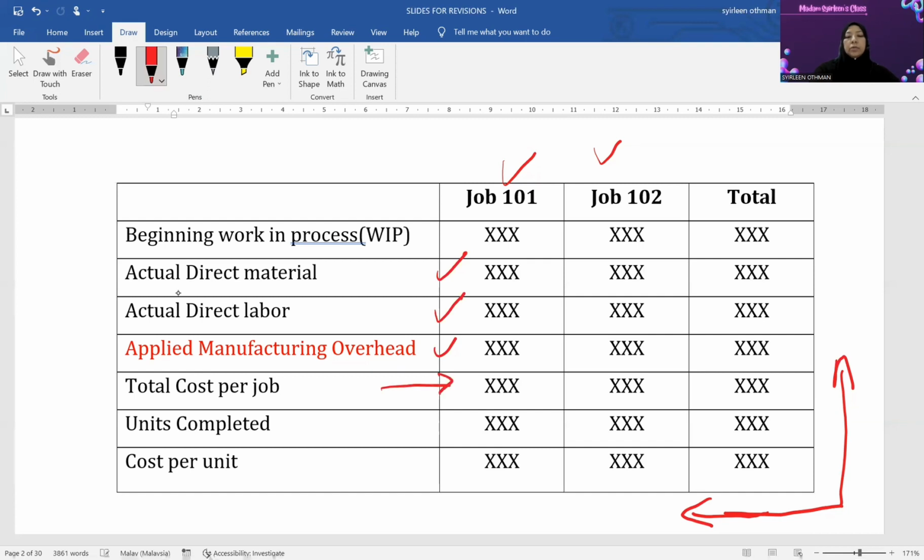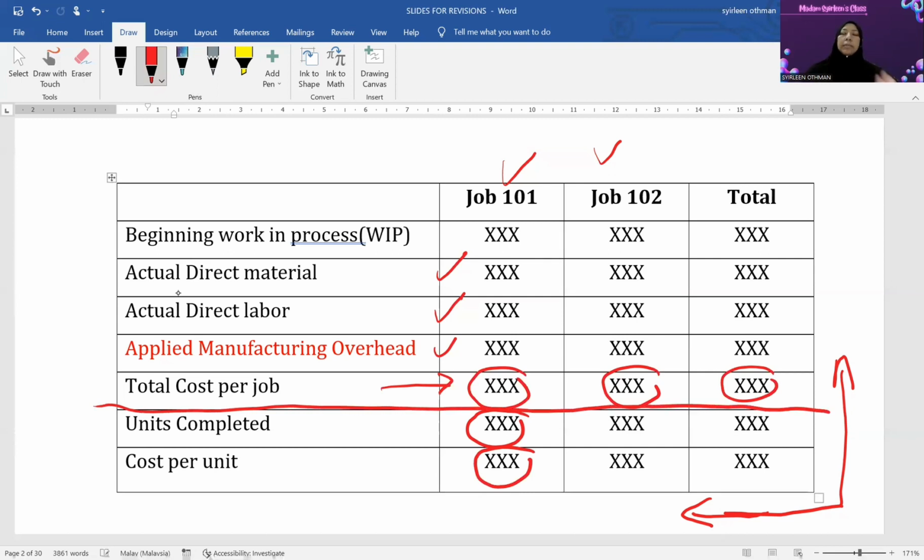Okay, so up to here, this is actually the total cost for each job, and this is the total for both. But let's see, we want to find the cost per unit. That means you need to find the units completed. You need to divide the total cost per job by the units completed in order to get the cost per unit. But usually in questions, we only do up to here, which is the total cost per job.